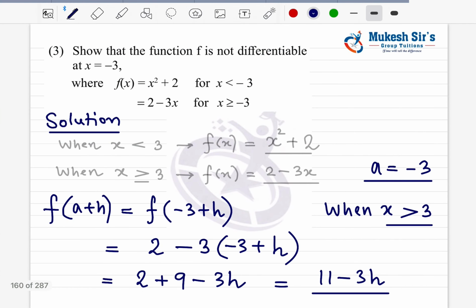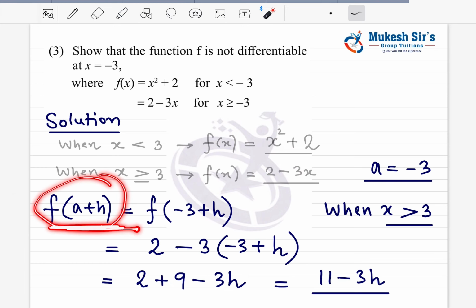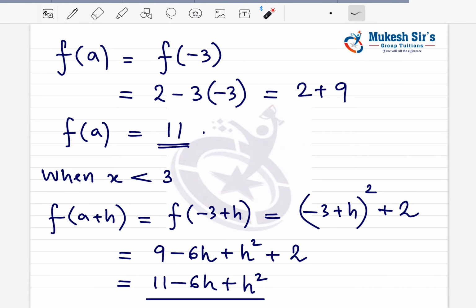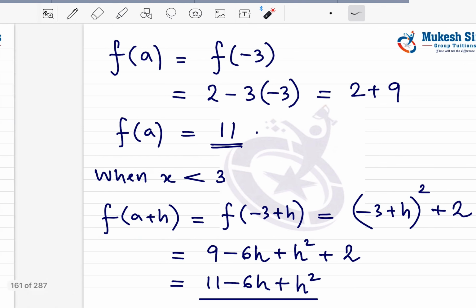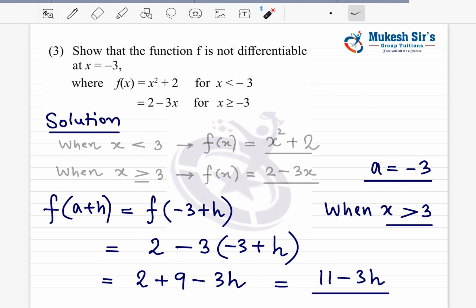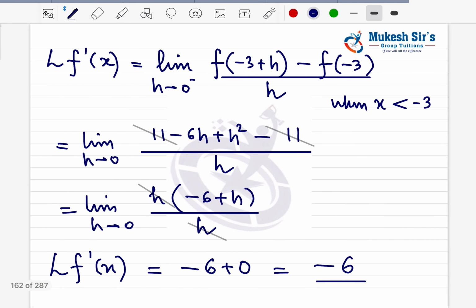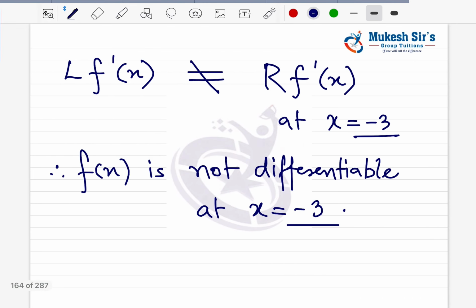Remember, you have to find f of a plus h twice. Keep in mind: f of a plus h when x is greater than 3, and f of a plus h when x is less than 3, and f of minus 3. Here in the question it was not greater than 3, it was minus 3. So when x is greater than minus 3, and when x is less than minus 3, this was minus. So left hand limit you got minus 6, right hand limit you got minus 3. They are not equal, so the limit of the function does not exist.